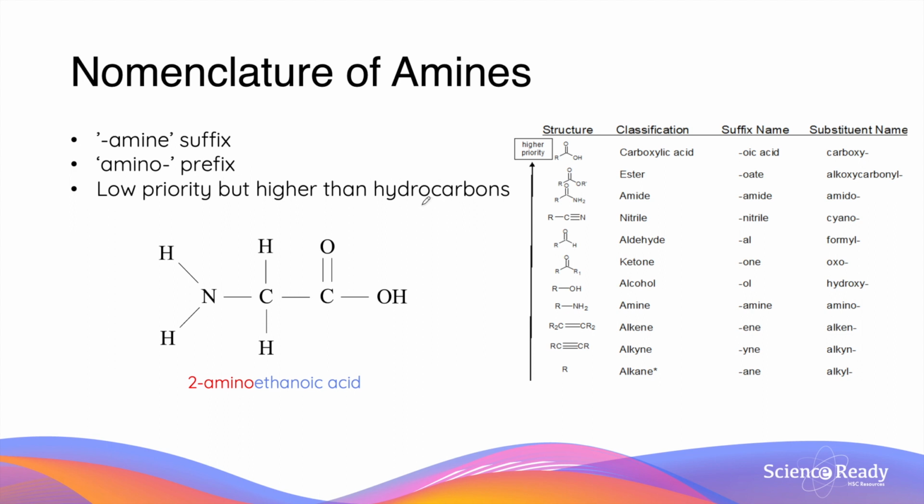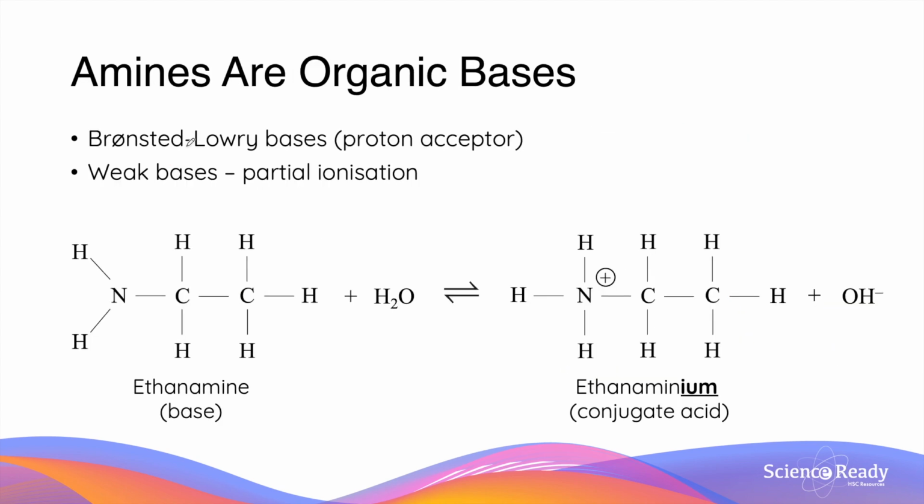Amines have relatively low priority in the nomenclature, lower than alcohols but higher than hydrocarbons. In molecules where there's another functional group with higher priority, such as a carboxylic acid, it is denoted by the amino prefix. For example, the name of this molecule is 2-aminoethanoic acid, where the amine functional group is positioned on the second carbon atom, and ethanoic acid refers to the main high priority functional group, the carboxylic acid.